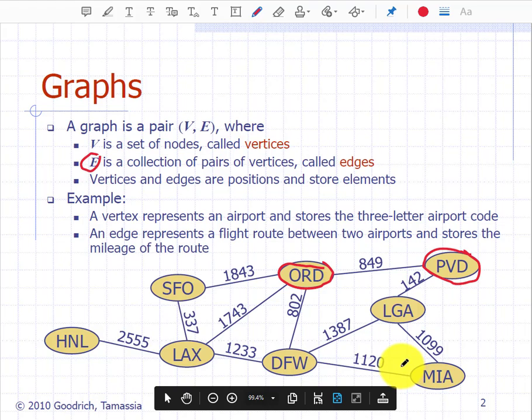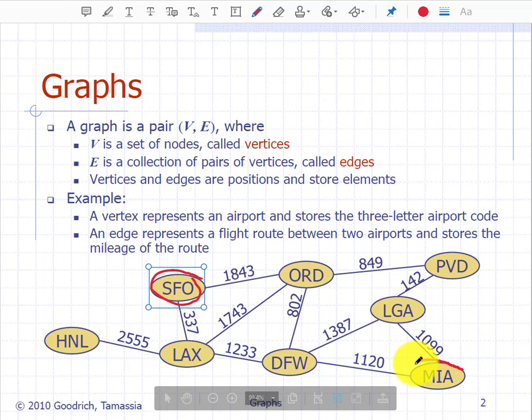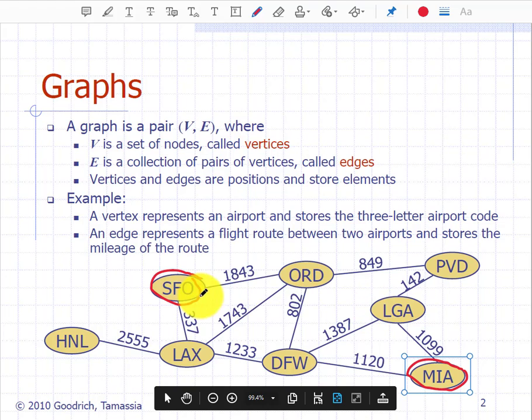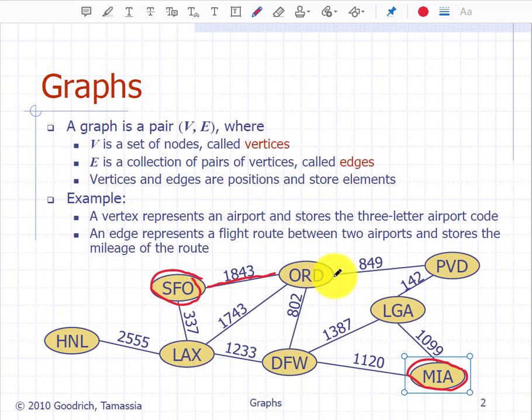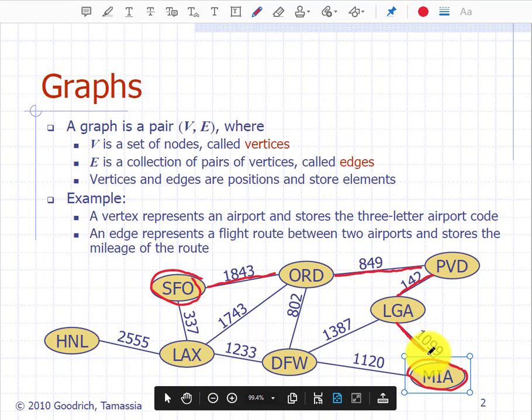Okay, so let's take all of those markings away. What we would then do is start here, SFO, and consider all of the different paths that move from SFO all the way to MIA. So here's an example of a path. We start off at this vertex, we can move to ORD, then to PVD, then we could move to LGA, then we could move to MIA. Okay, here's an example of one path.